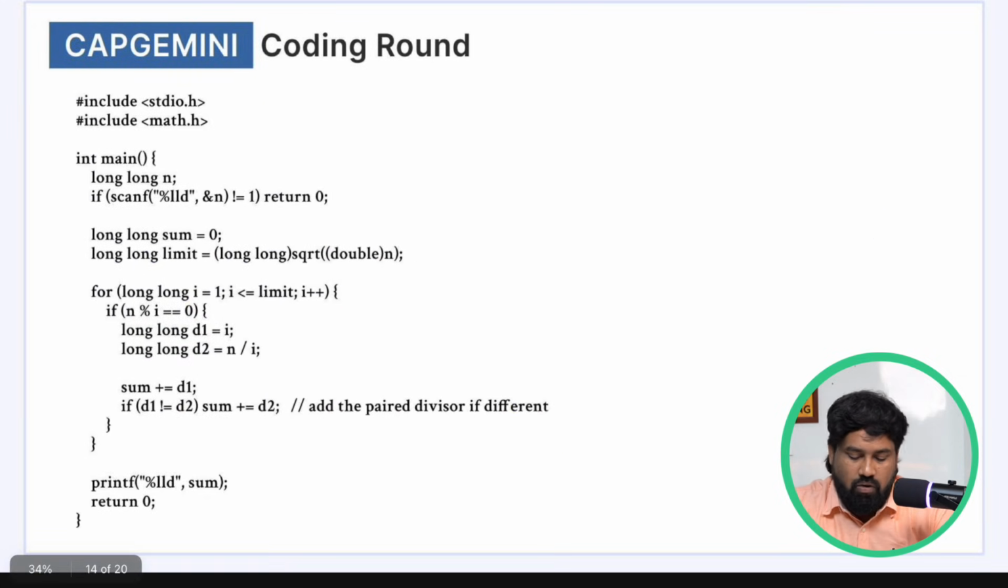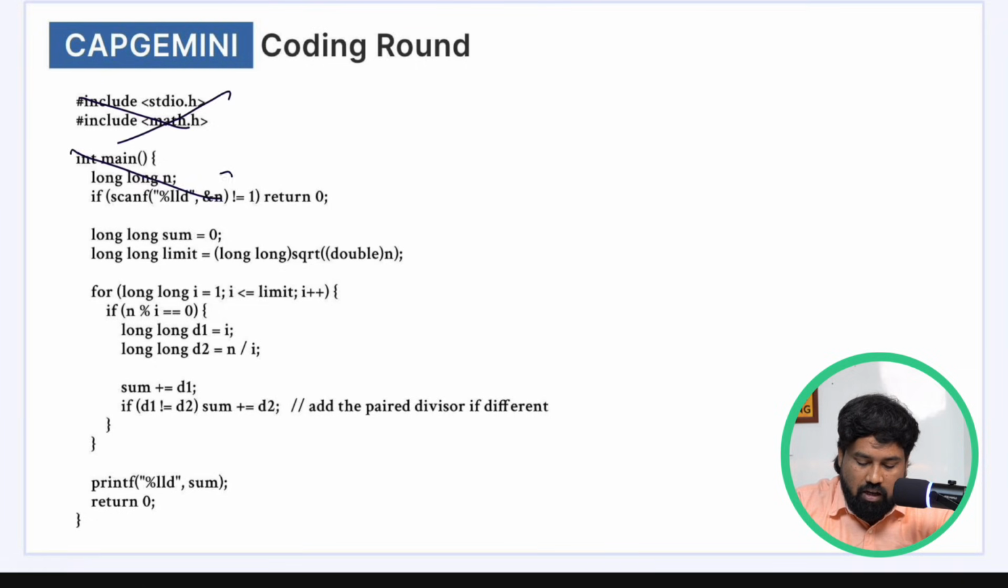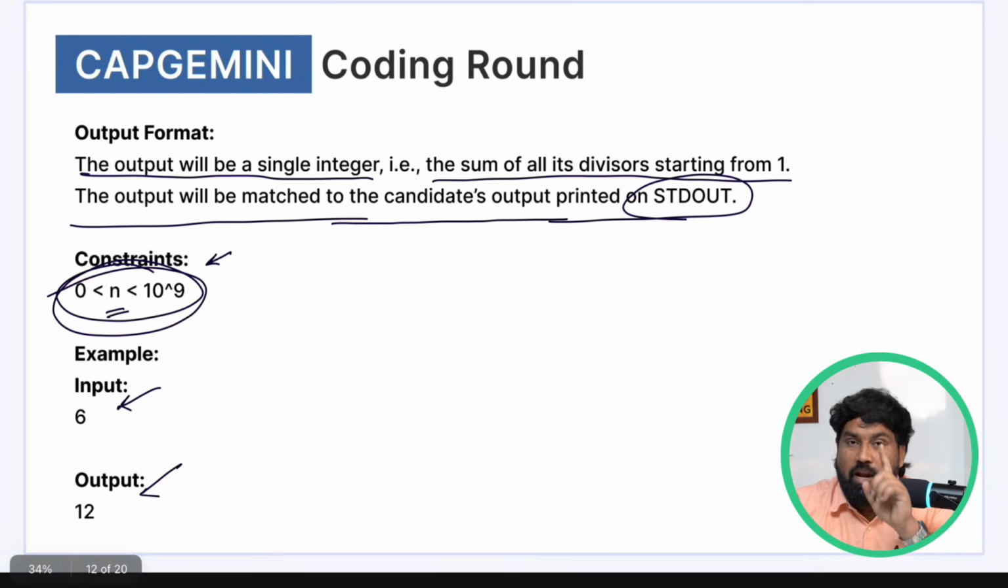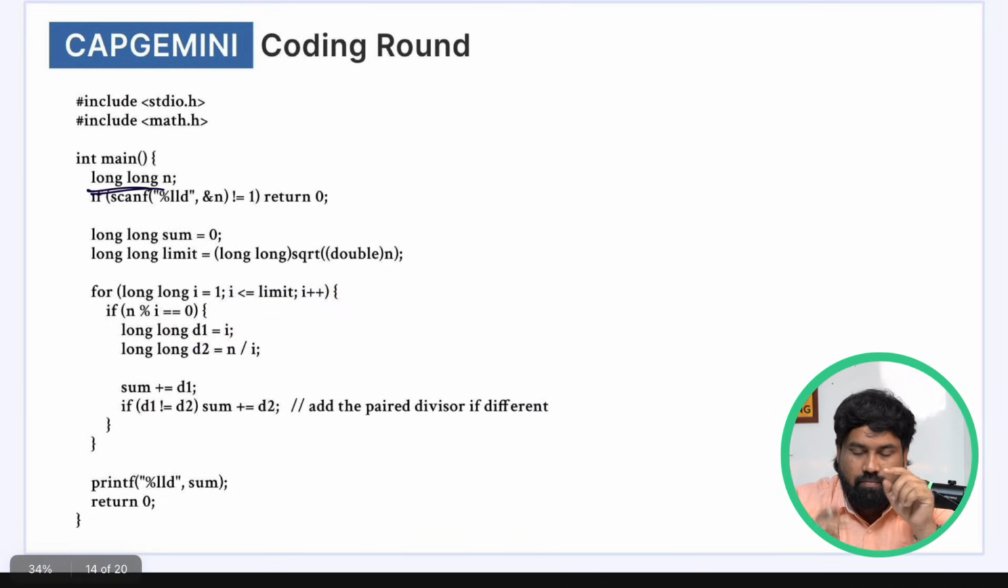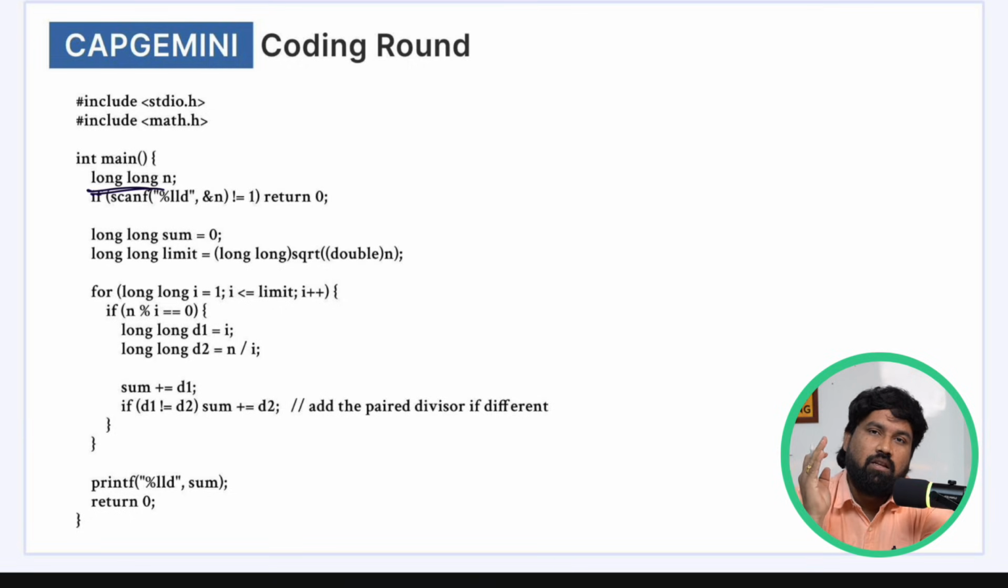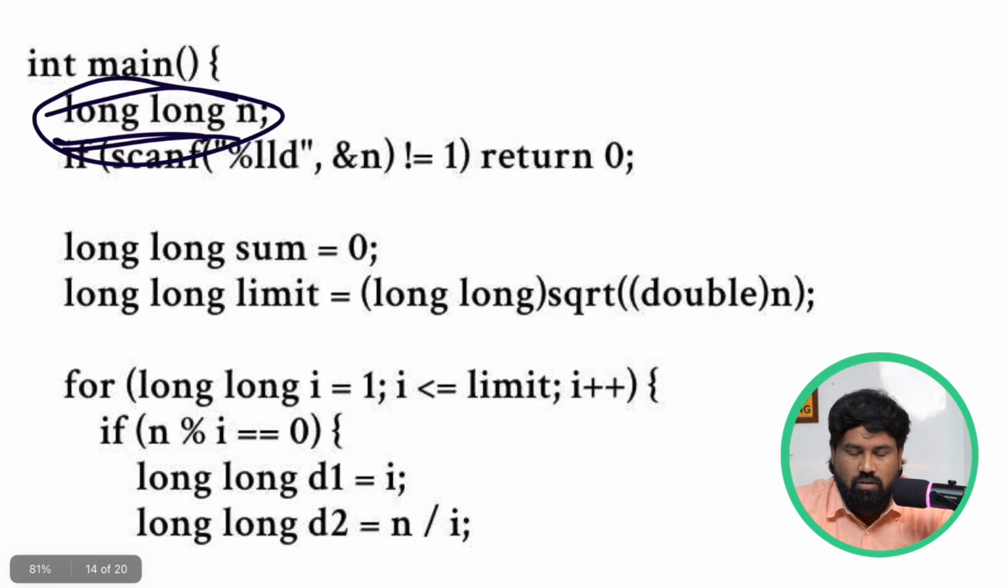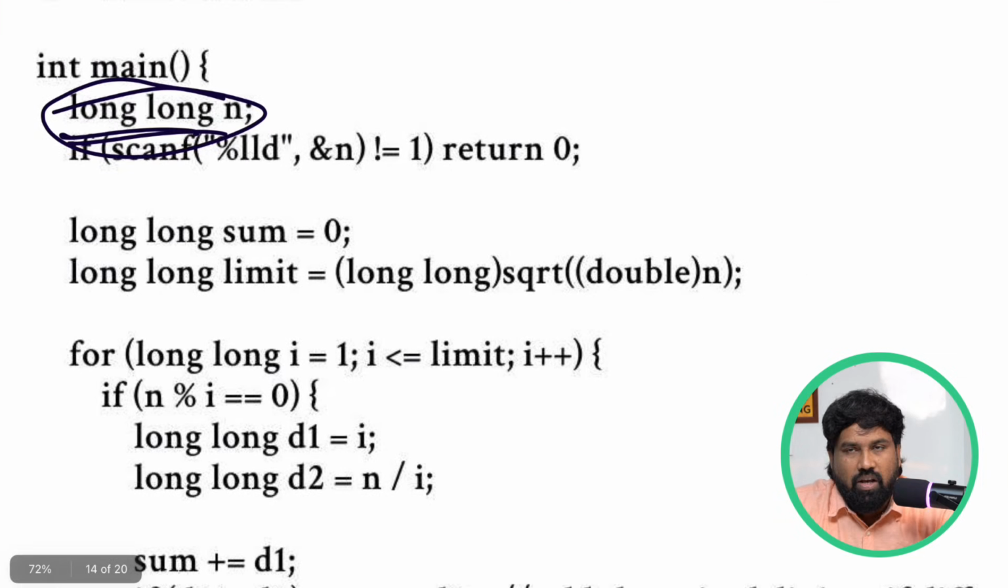Let's solve it. I am not talking about input and output operations, guys. The reason I have taken long here is that the n value is from 0 to 10 power 9, so you have to design your data type so that it can receive values up to 10 power 9. That's why instead of int, we are using long.